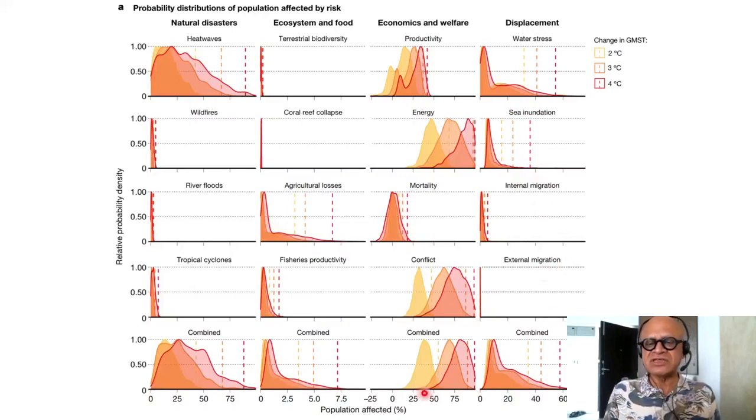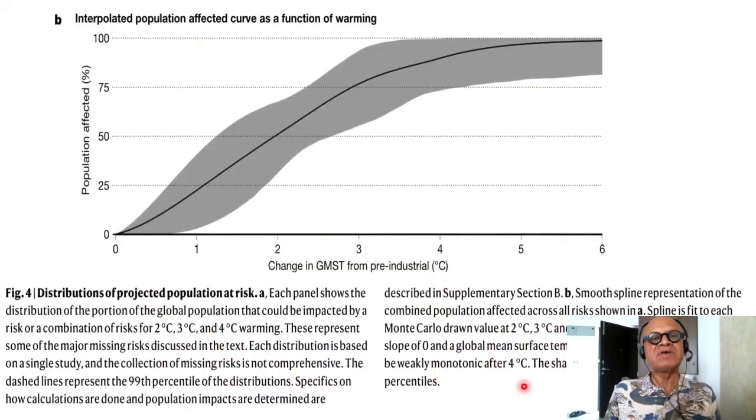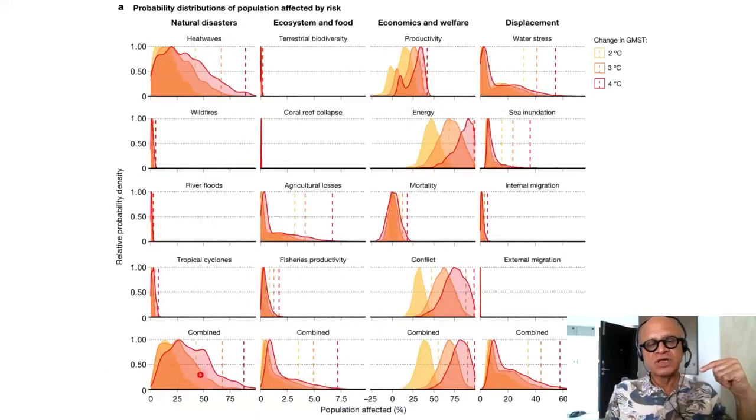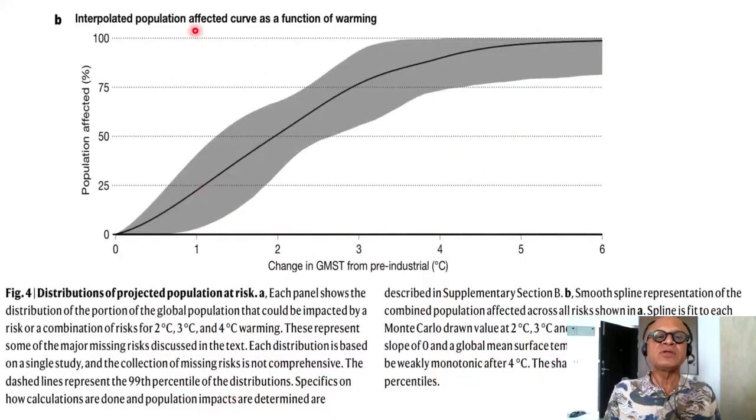There are uncertainties in these which are indicated by the distributions to some extent, but we're talking about uncertainties in estimating risks. So this is about estimating missing risks by paying attention to such details in terms of how these things combine with each other to produce a larger fraction of population affected, for example. And you look at the interpolated population affected curve as a function of warming. So you can see population affected will keep on increasing, and then at some point we are going to saturate, basically because you are going to have affected pretty much everybody on the planet.